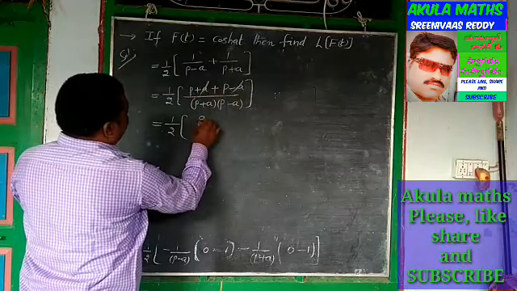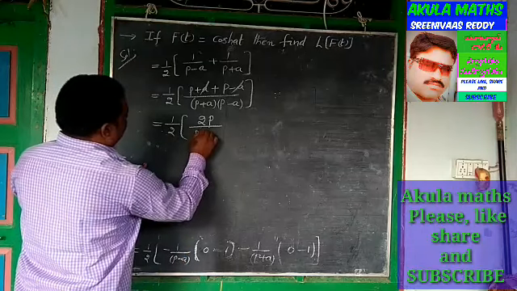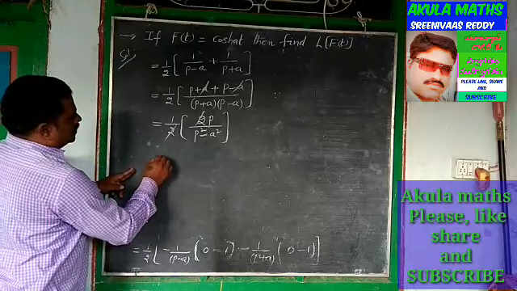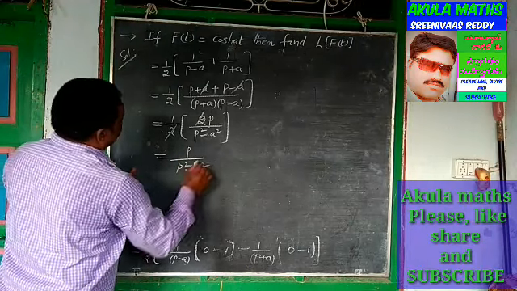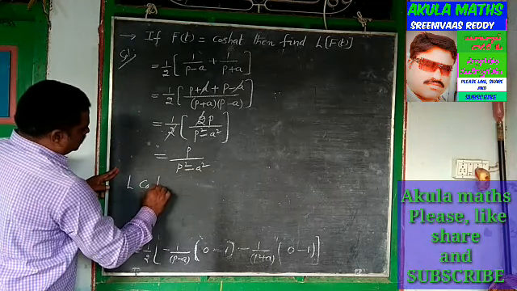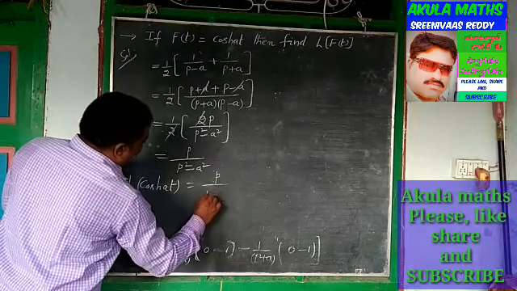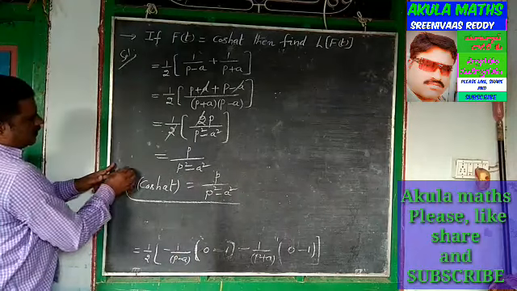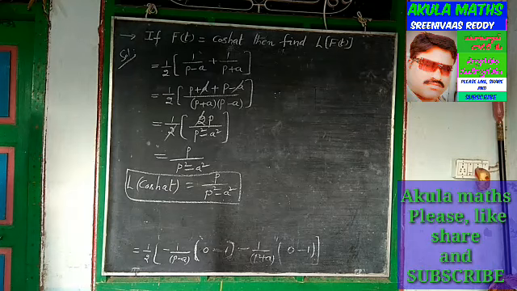P plus p means 2p, by a plus b into a minus b, which is a square minus b square. So the 2 gets cancelled. That is equal to p by p square minus a square. Therefore Laplace of cos h at is equal to p by p square minus a square.